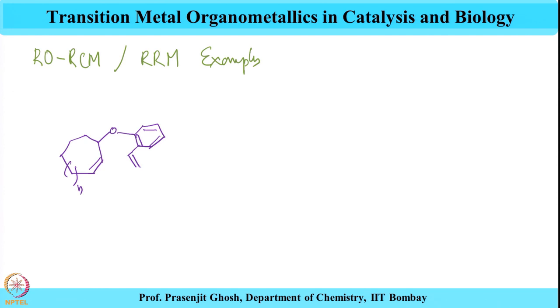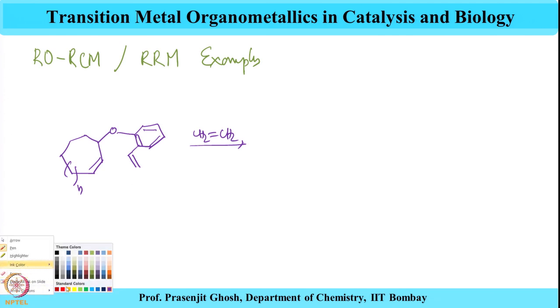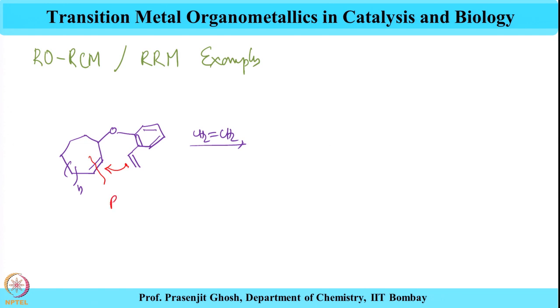And this in presence of ethylene and catalyst gives first the ring open product along this and then the RCM product between this. So, ROM then RCM to give the following product, as is shown over here.